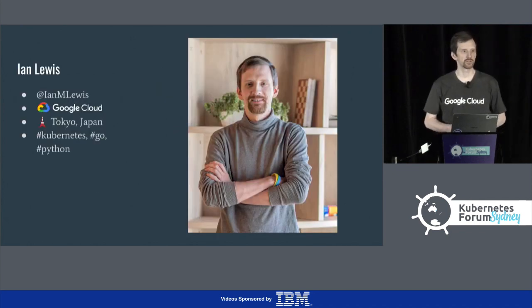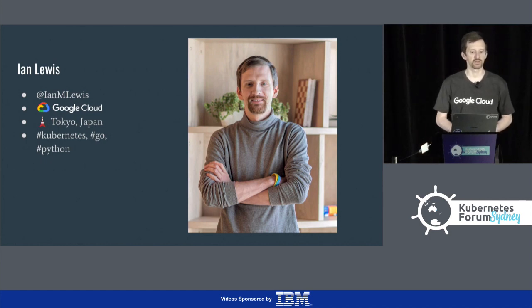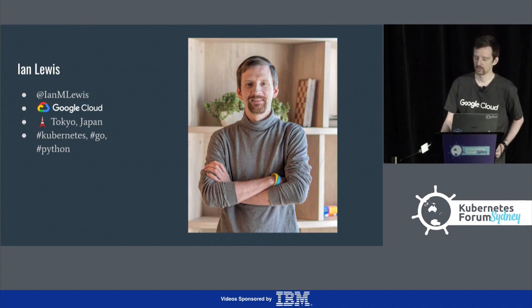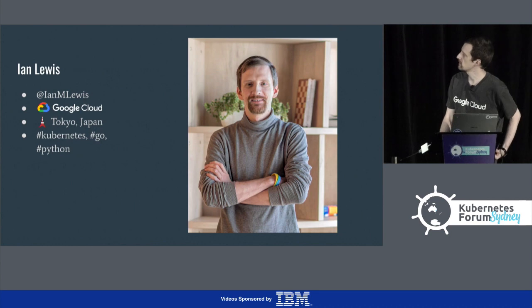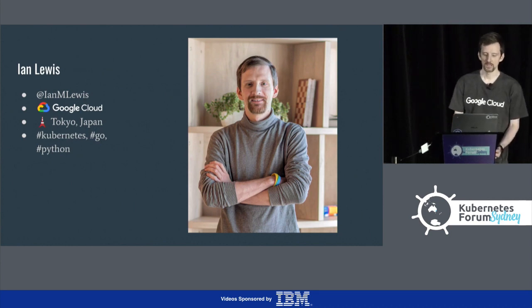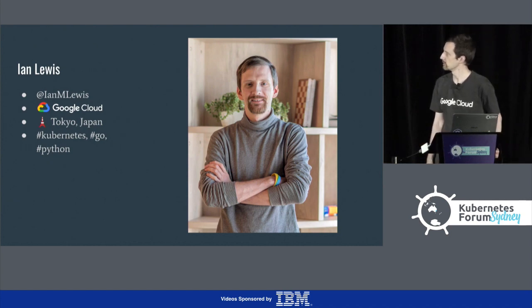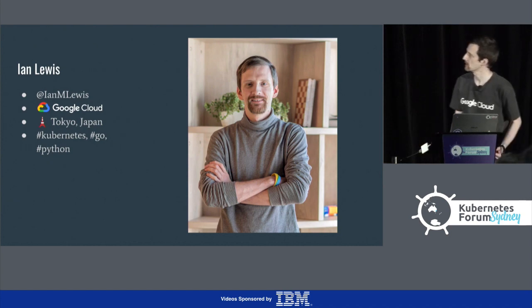So my name's Ian Lewis. I am a developer advocate at Google Cloud based in Tokyo, Japan. I focus on Kubernetes and in particular container security, but I have a background developing Go and Python applications as well. I've been around the block doing development in past lives.